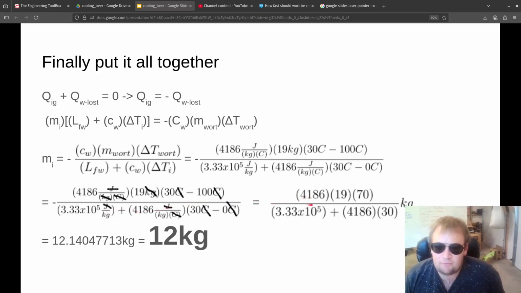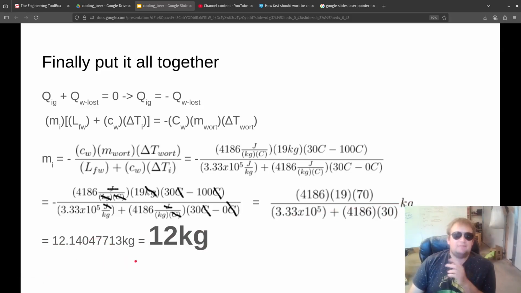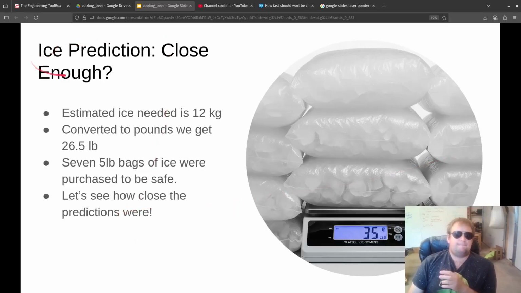So finally, we get 4,186 times 19 times 70 divided by 3.33 times 10 to the 5th power plus 4,186 times 30 kilograms, which comes to 12.14 and so on kilograms, which I just rounded to 12 kilograms. So it's even an underestimation there, slightly. So, ice prediction. Close enough.